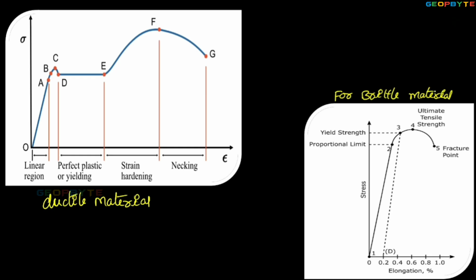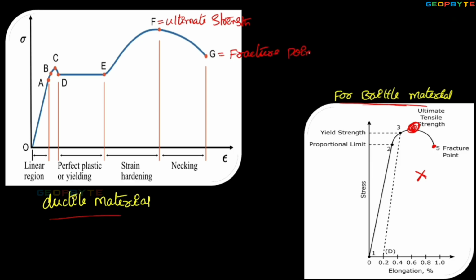Look at the brittle material first. Look at the ultimate strength point, that is 4, and fracture point 5. These two are close to each other. From that, I can say that for brittle material, the ultimate strength point and fracture point are close. Therefore, this is for material X, that is brittle material. Now, for ductile material, F is representing ultimate tensile strength, and G is the fracture point.